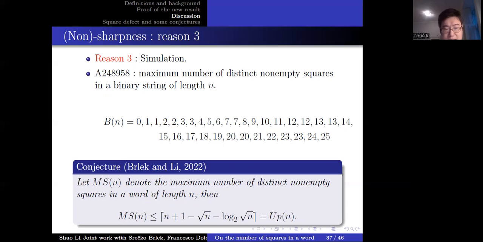If we let ms denote the maximum number of distinct non-empty squares in a word of length n, then we conjecture that ms should be upper bounded by the function n plus 1 minus square root of n minus log 2 of square root of n. We remark that the sequence Bn is only calculated for binary words, whereas our conjecture is made for words with arbitrary alphabet.